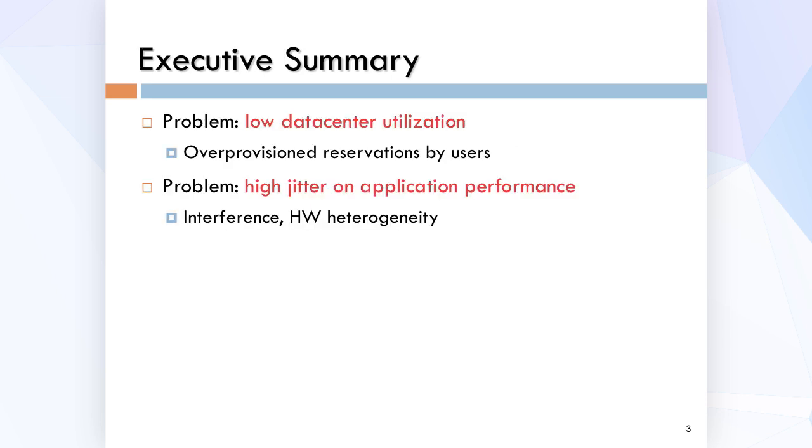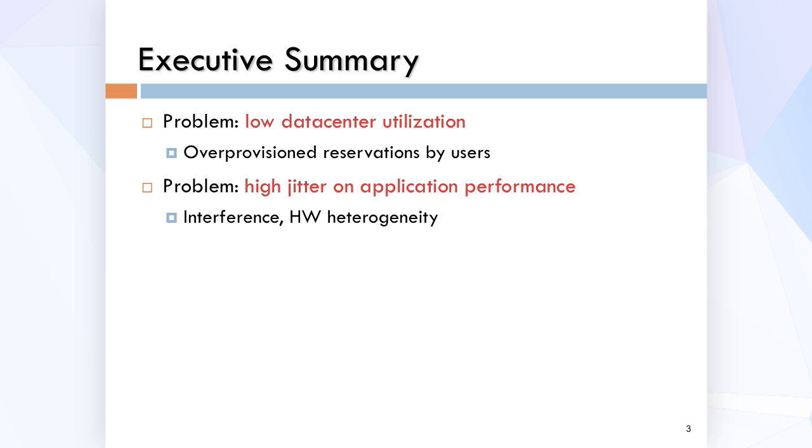Now, low data center utilization is the one problem that we want the cluster manager to solve. And it mostly is the result of over-provisioning resource reservations by the users that submit applications. But it's not the only problem that we have. The other problem is that data center applications often have unpredictable behavior, unpredictable performance, or performance jitter, which comes as a result of either interference from other workloads if the cluster is shared, or from being mapped to a different platform than the application was mapped the previous time.